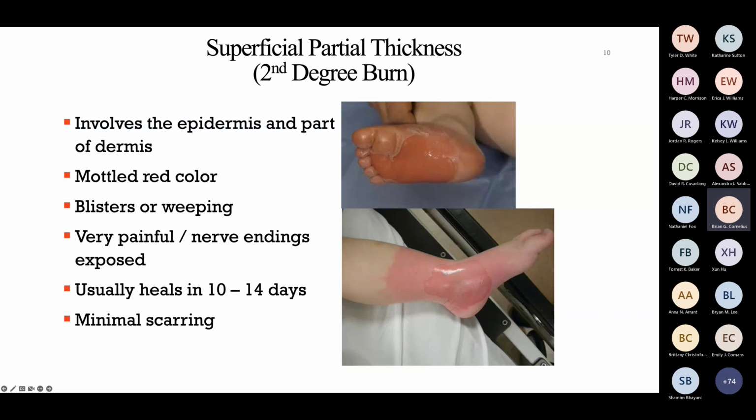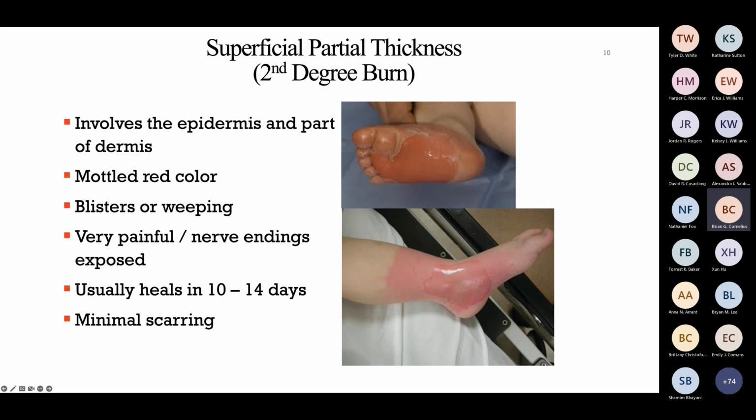So when you take somebody like this and put them into an infection-rich environment like a hospital, they tend to do poorly. So a lot of times if you have patients with smaller second-degree injuries, we try and get them out of the hospital as fast as we can, because otherwise they're going to start picking up infections in the hospital that may worsen their outcome.